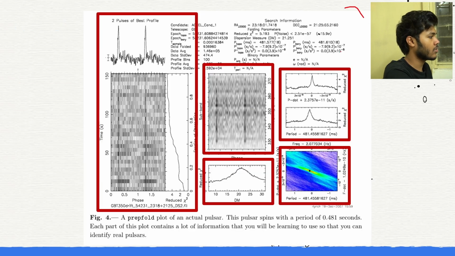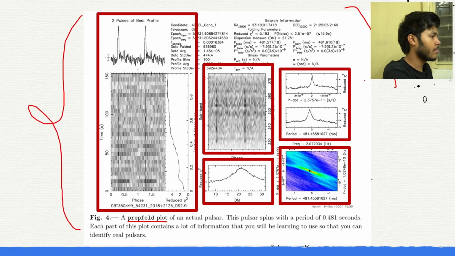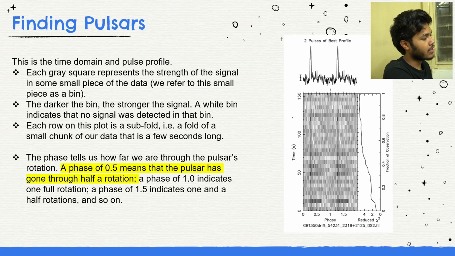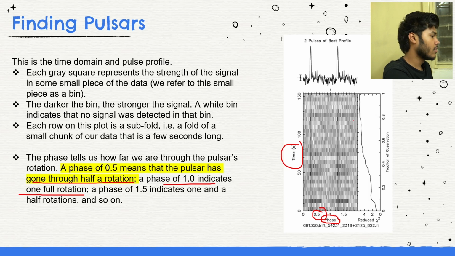Then we will get these plots, and these are called prepfold plots, and they will majorly give information about the signal we are getting. So these are different plots, and we will study each of them briefly. We are going to discuss the first graph here. It is a graph of time versus phase. So what does phase mean? A phase of 0.5 means the pulsar has gone through half a rotation. A phase of 1 means the pulsar has gone through one full rotation, and so on. So here you can see certain blocks.